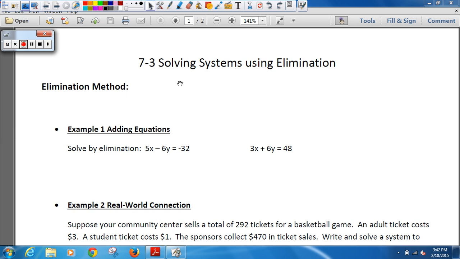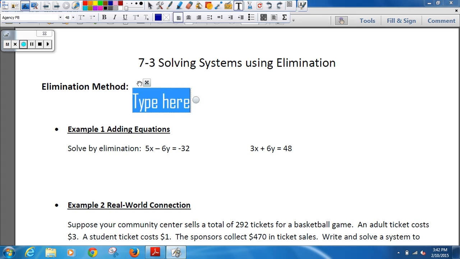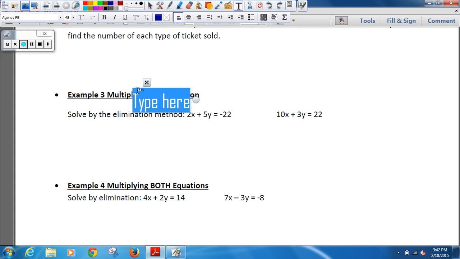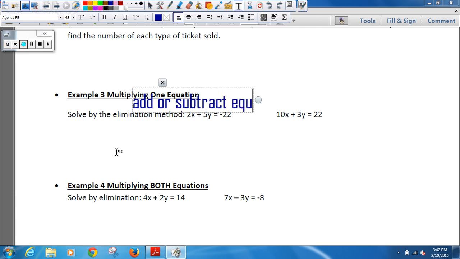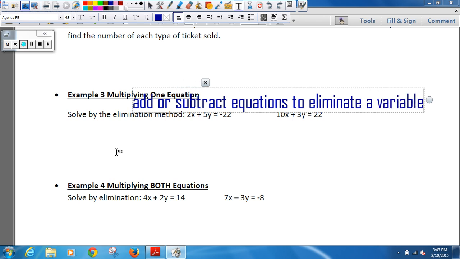Today our new method will be solving using elimination. The elimination method is a method in which you either add or subtract the two equations to eliminate, that's why it's called elimination, one variable.